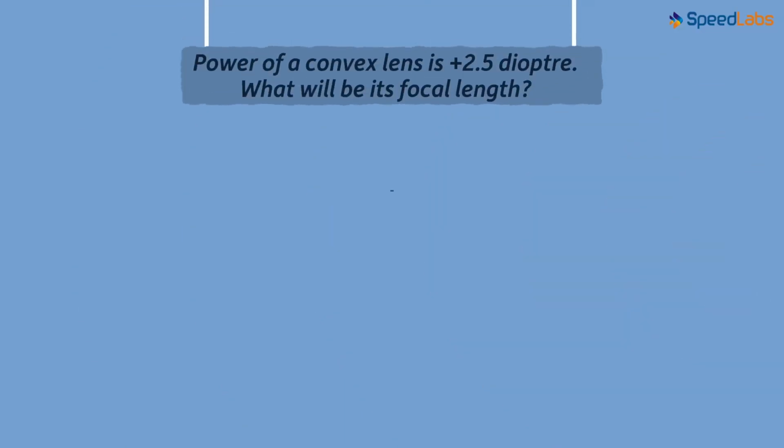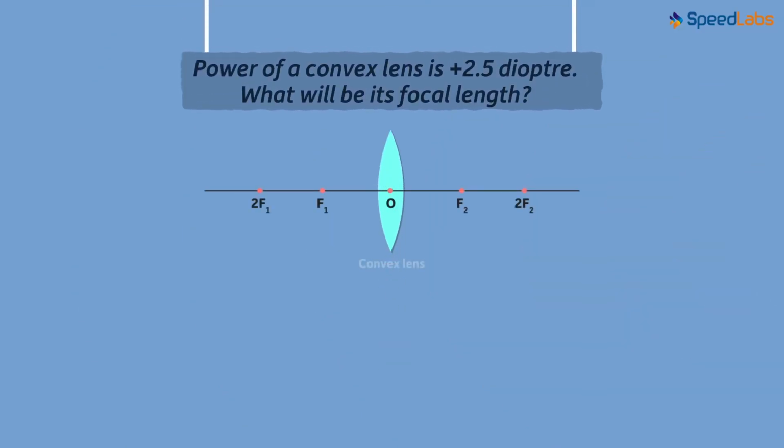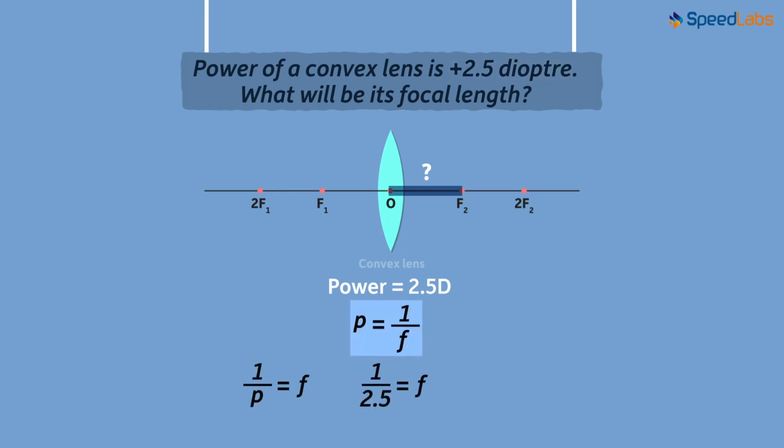Let's take a simple example to understand it. Say I have a convex lens of power 2.5 diopter. What will be its focal length? Well, the first thing we must note is the positive sign. The power is positive because it's a convex lens. Its power is positive 2.5 diopter. We know that P is 1 over f. Taking the reciprocal on both sides, we get f as 0.4 meters.